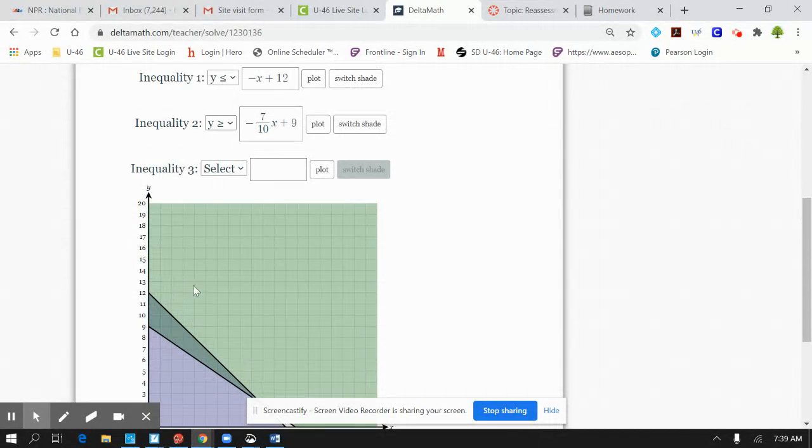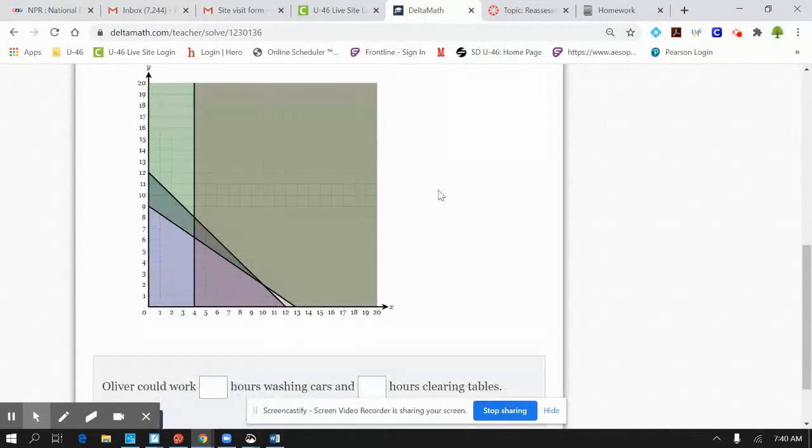But there's still one more constraint. He has to spend at least 4 hours washing cars. So x is greater than or equal to 4. And watch the vertical line. Boom. Anything to the left of that, he's spending less than 4 hours washing cars. Anything more than that, he's spending more than 4 hours washing cars. So I need to shade to the right.